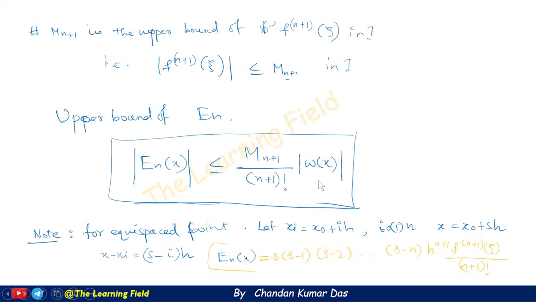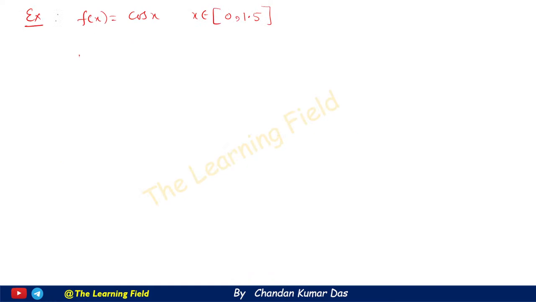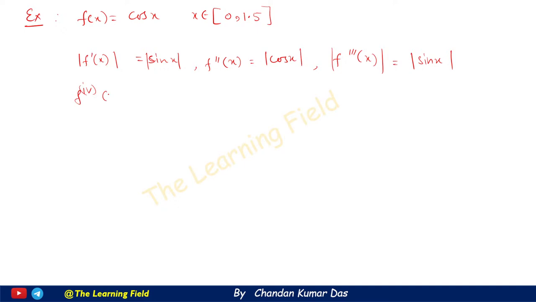Now we calculate mod of f dash x, which is equal to sin x, since f dash x equals sin x. Mod of f double dash x is mod of cos x again, and the modulus of f triple dash x is again sin x. These are the modulus values of the derivatives. And the fourth derivative of x is also mod of cos x.